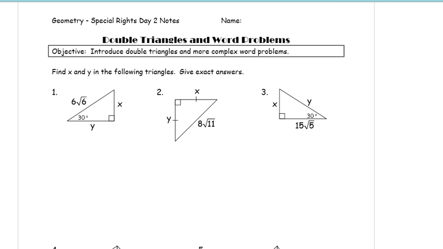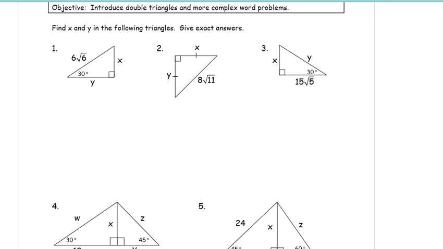So I'm going to show you some double triangles, which you've seen before, but we're going to do more of them, and we'll eventually do triple triangles, which are the toughest, obviously. And then again, we're going to get into some more complex and more fun word problems. So starting off basic, just a little warm up.